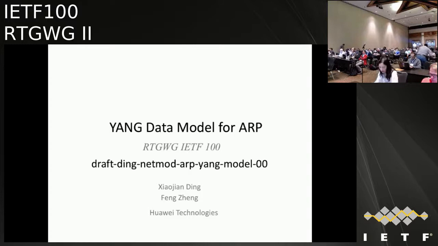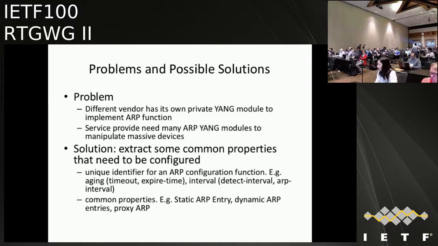Okay, this work is a new work. So the first is the problem. For the ARP protocol, several vendors, such as Cisco, Juniper, and Huawei, provide their own YANG modules to implement the ARP functions. Such a YANG module can be well applied onto their own devices. However, due to the different functions of devices, a vendor YANG module is hard to use across devices and cannot meet the common requirements of users.